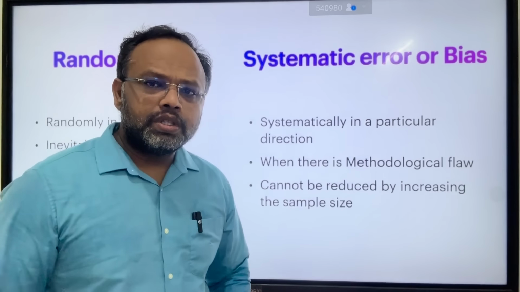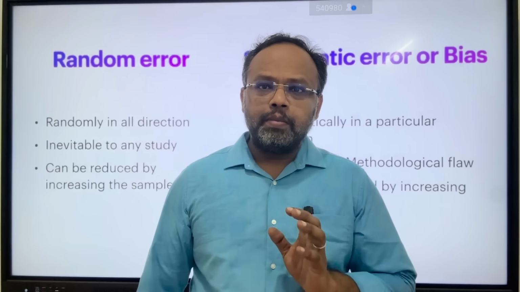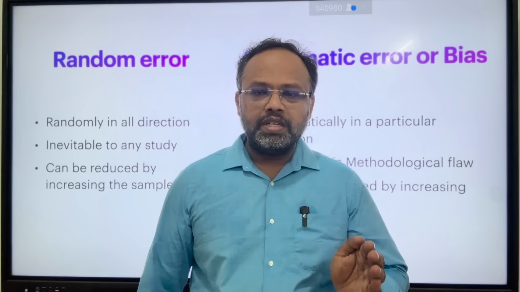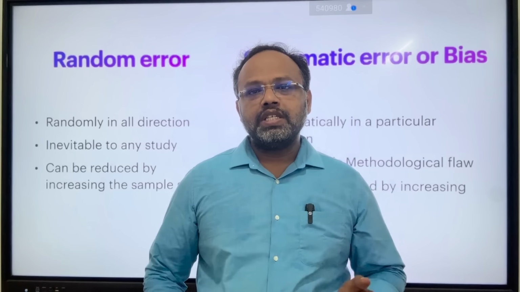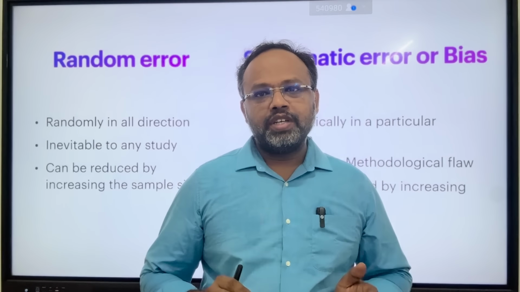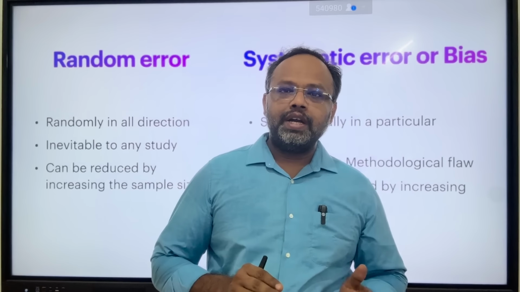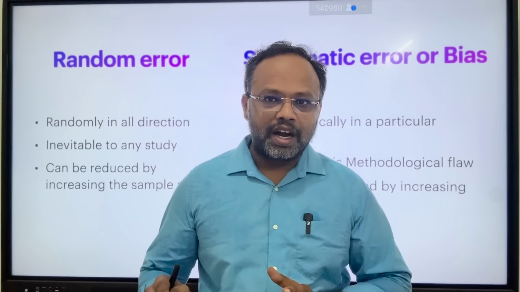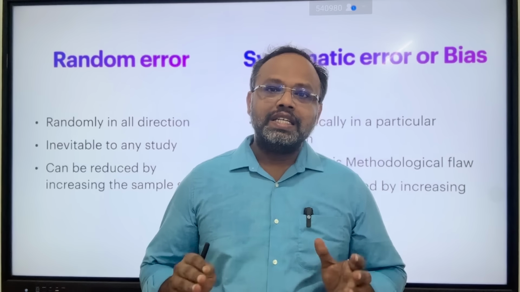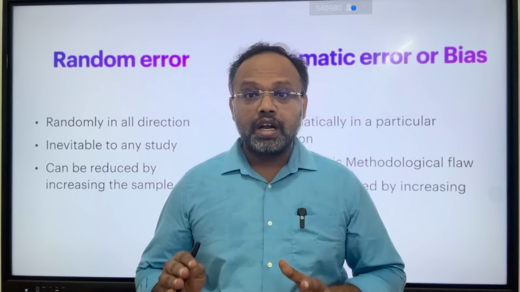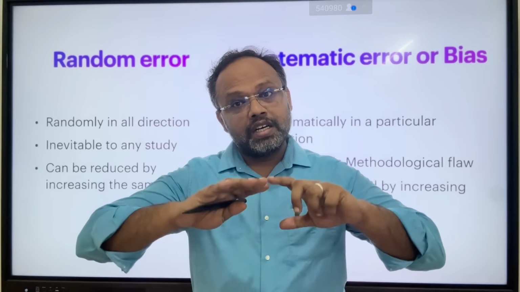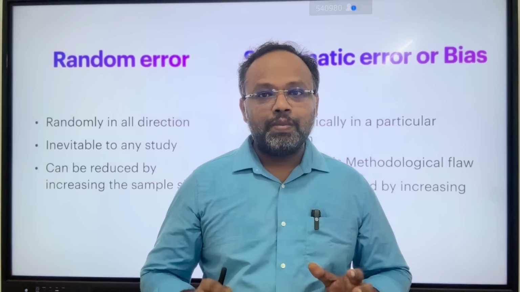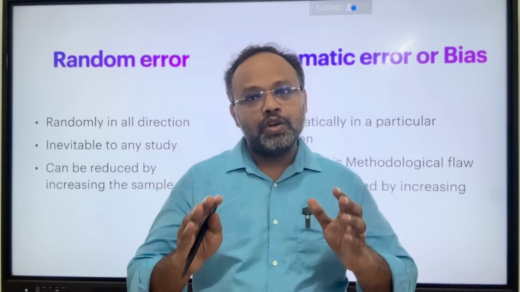Then we discussed the difference between error and bias. Error simply means random error. Bias means systematic error. The basic difference is that random error occurs by chance, or randomly, whereas bias occurs systematically. Random error occurs by chance and in all directions, but systematic error or bias occurs in only one particular direction.